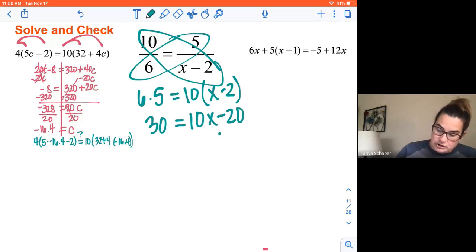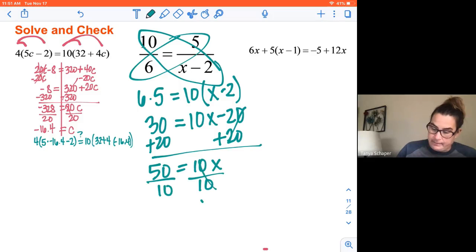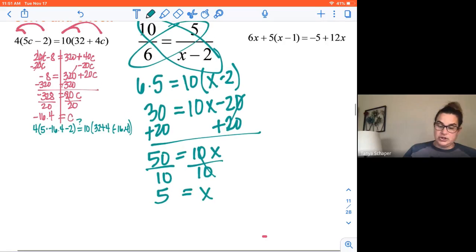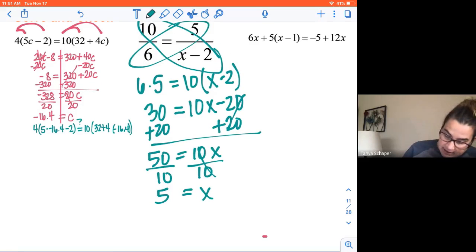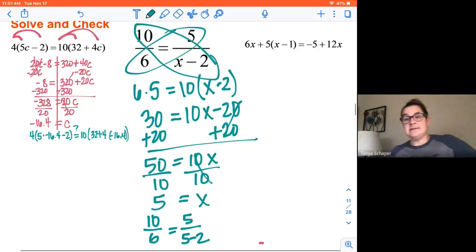We're going to add 20 to both sides. 50 is equal to 10x. We're going to divide both sides by 10. X is equal to 5. And again, we can check that out. Is 10 divided by 6 the same as 5 times the quantity 5 minus 2? And the answer is yes.